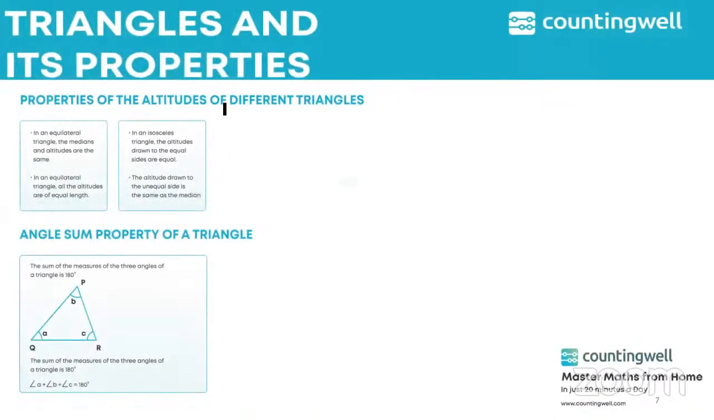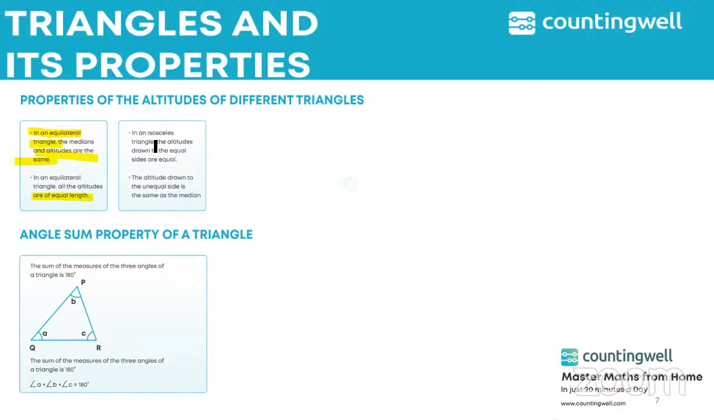Let us see some properties of the altitudes of different angles and medians also. So in an equilateral triangle, the medians and altitudes are the same. So for an equilateral triangle, we can see that medians and altitudes coincide, or they are the same. Also, all the altitudes are equal in length in the case of equilateral triangles.